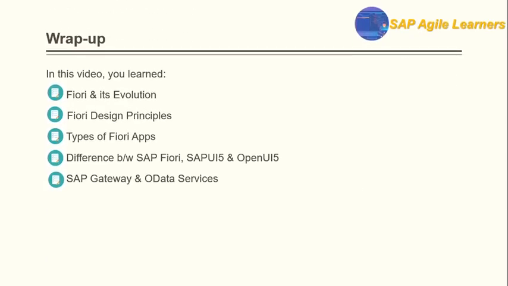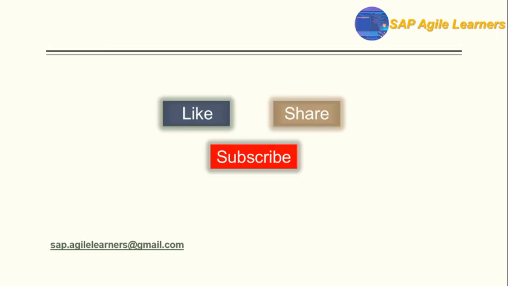Now let us quickly summarize what you learned in this video. You learned about the SAP Fiori and its evolution. Then we talked about SAP Fiori design principles and types of SAP Fiori. We took a closer look at the difference between the terms SAP Fiori, SAP UI5 and OpenUI5. And finally, you learned about the SAP Gateway and OData services. In the next video, we will look at the development part where you will be developing your own Fiori apps.